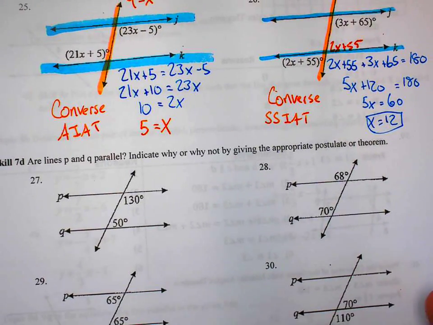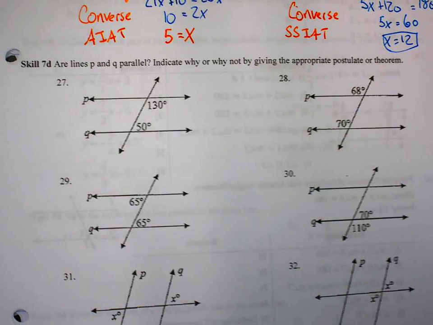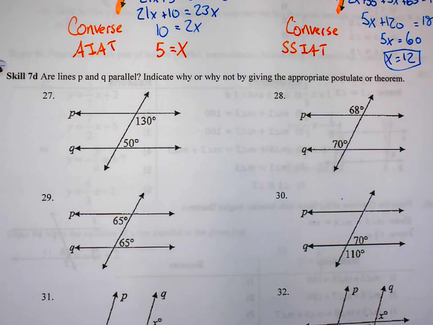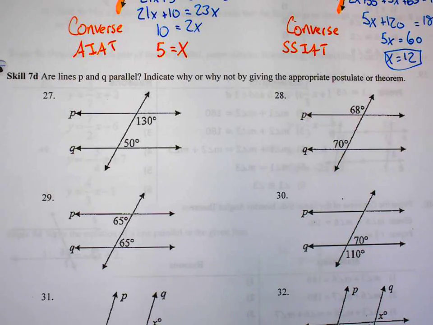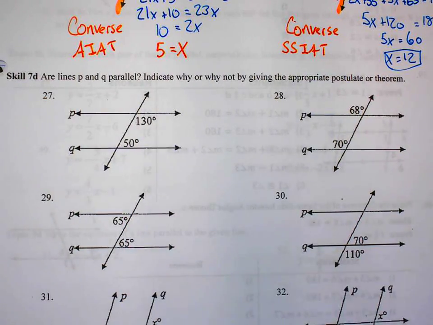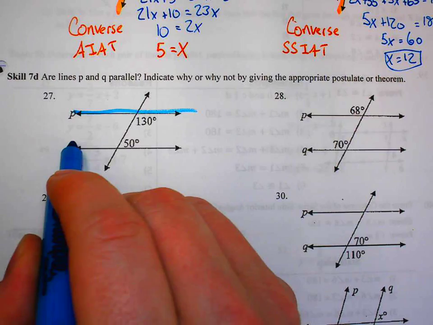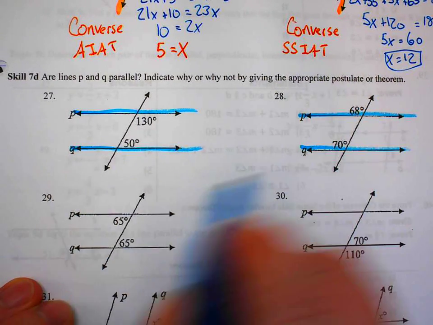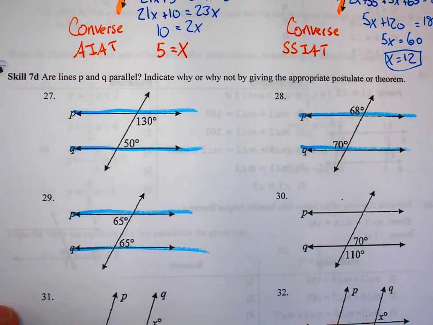For 27 through 32, we have: are the lines P and Q parallel? Indicate why or why not by giving the appropriate postulate or theorem. For all of these questions, what we need to do is figure out what the relationship should be and then see if our two angles meet that relationship. Just to get a head start, I'll highlight all the parallels and transversals.